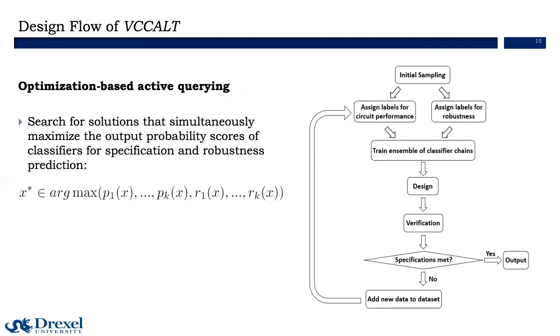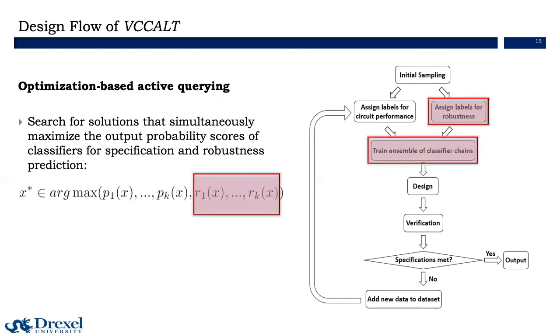On this slide, it shows the design flow of our framework. We adopted an optimization-based active querying to search for solutions that maximize the output probability scores of all classifiers, simultaneously, to guarantee the specification and robustness are satisfied. So in the red boxes, we can see the main differences compared with the previous CALT framework. We have to assign labels for robustness, and we will chain assemble classifier chains.